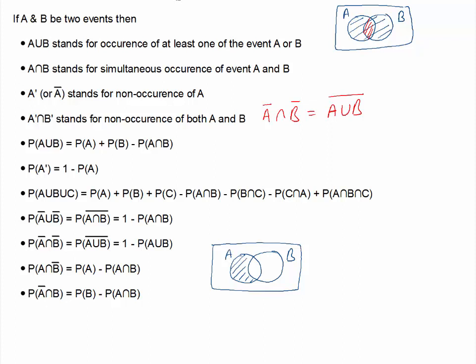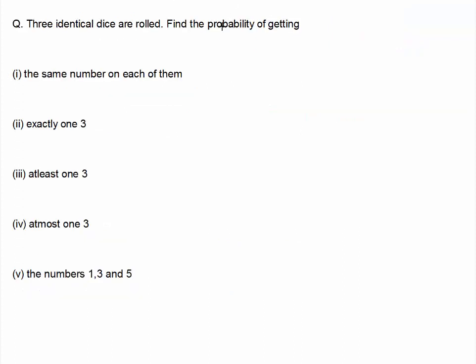Now let's do a few questions. Three identical dice are rolled. Find the probability of getting the same number on each of them. Even before we start the question, let's see the sample space. In the sample space, we will have 1, 1, 1 and then 1, 1, 2, and so on. So there will be a lot of possible outcomes when we throw three identical dice. We need not actually write down all the possible outcomes. We just need the count of all the possible outcomes.